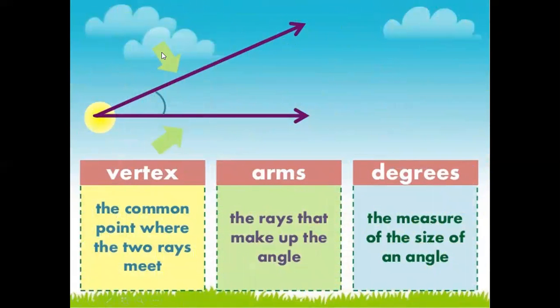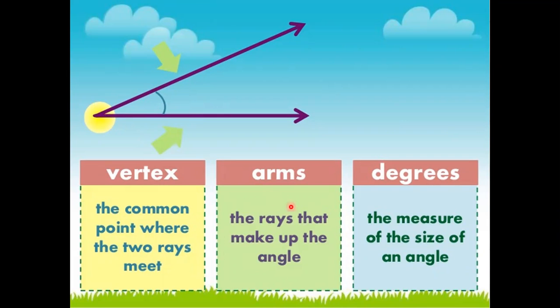What is an arm and what is a degree? The first one is the vertex. The common point where the two rays meet. You can see the common point. Here is one ray, then here is a second ray. The common point where the two rays meet is known as a vertex. So this point is known as a vertex.